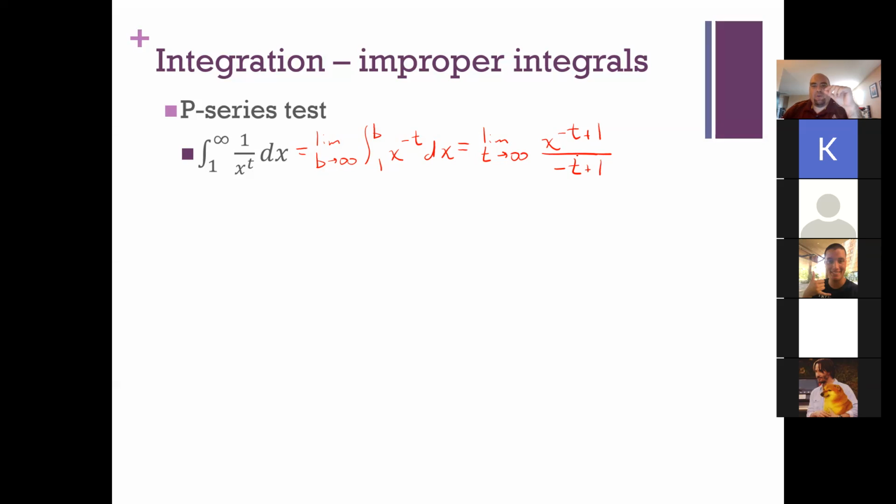So just basic power rule, add 1 to the exponent, divide by the new exponent. And then I'm going to evaluate this thing at b and 1. Everyone with me so far?